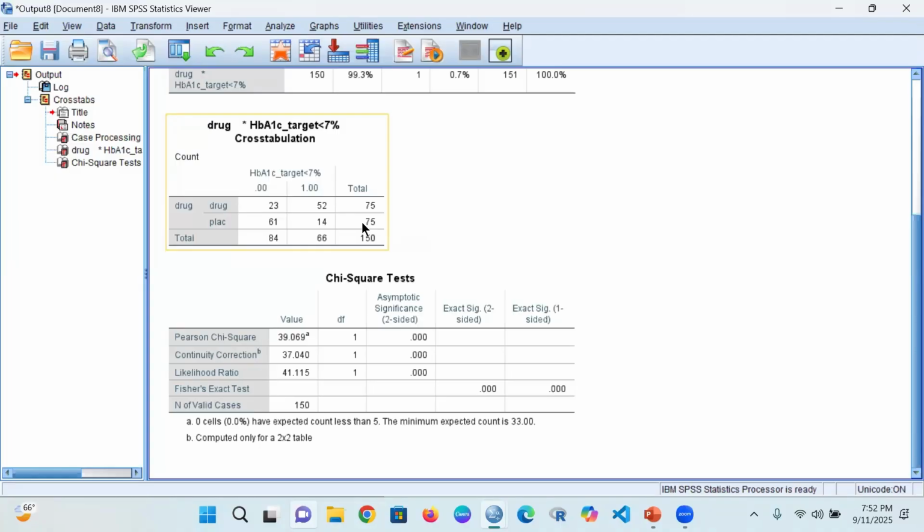So in our analysis, we can now conclude that the drug increased the likelihood of patients reaching the glycemic target. So that's the end of the chi-square. When you have done that, and with that interpretation that I have made, I think we have well understood.